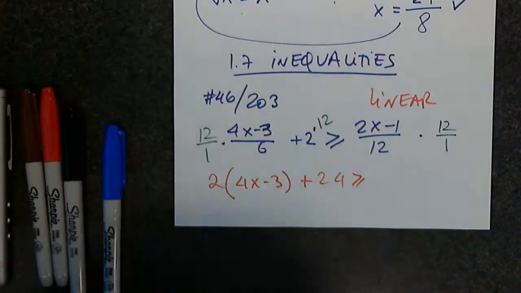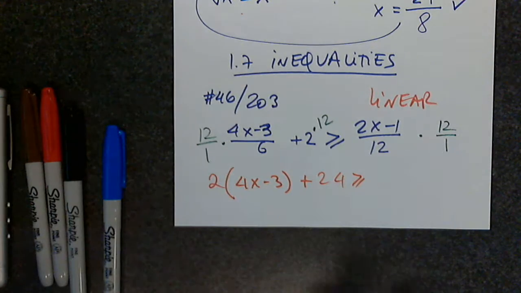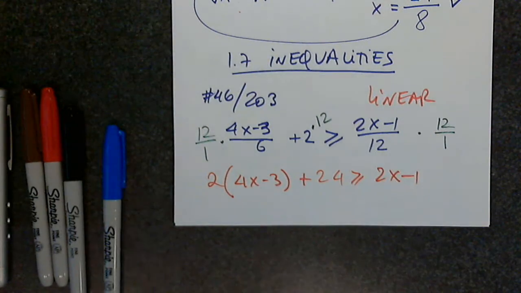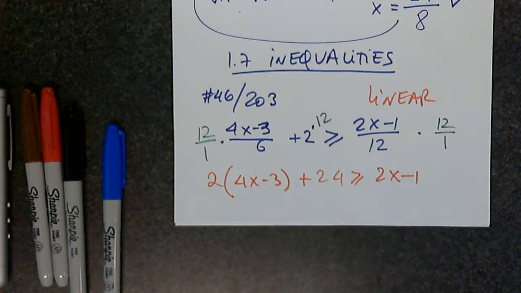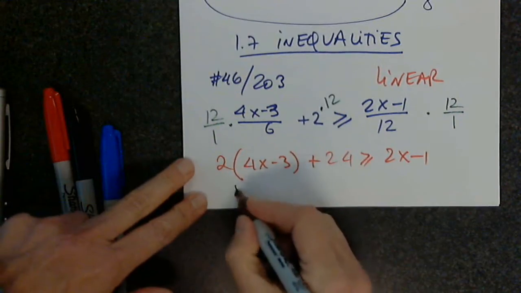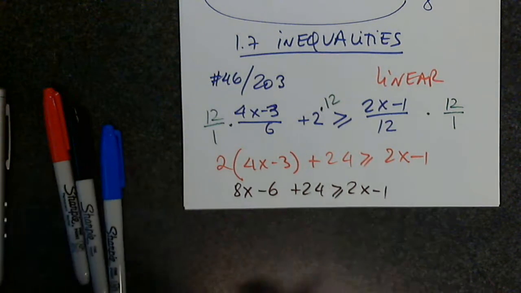perfect, greater than. The last one is also easy because the denominator is 12. I'm multiplying by 12, so there is no factor in front, and I get what? Perfect, awesome. What will be my next step towards solving this linear inequality? Yes, I have no choice. And I will have 8x minus 6 plus 24 greater or equal to 2x minus 1.